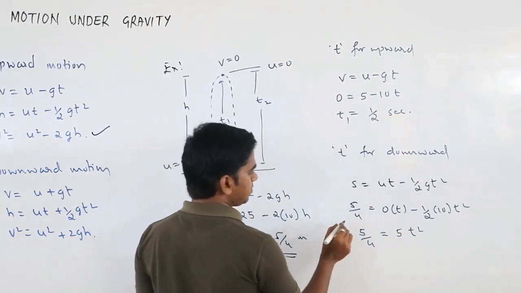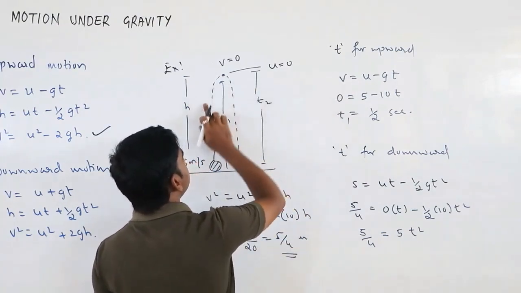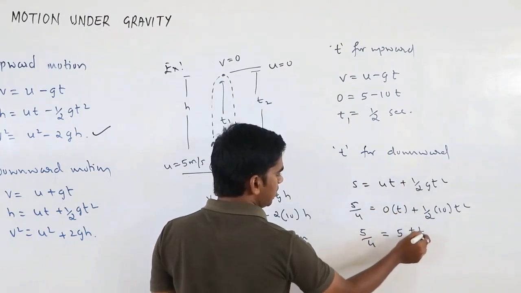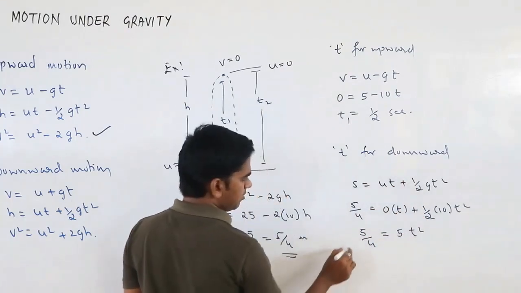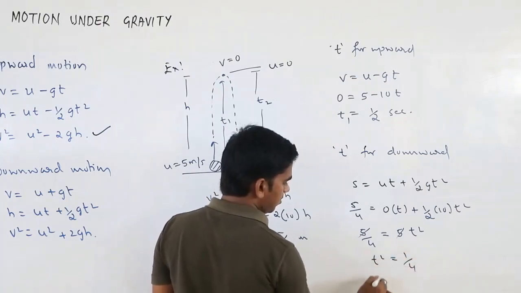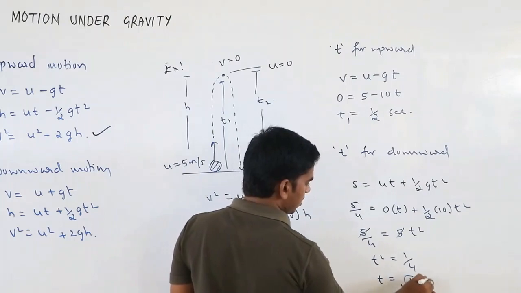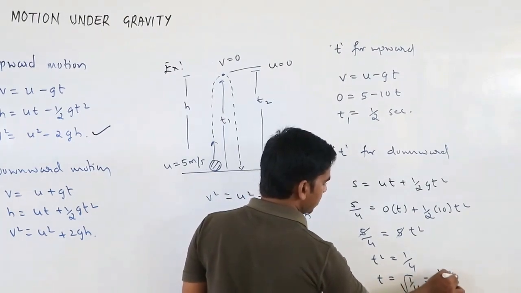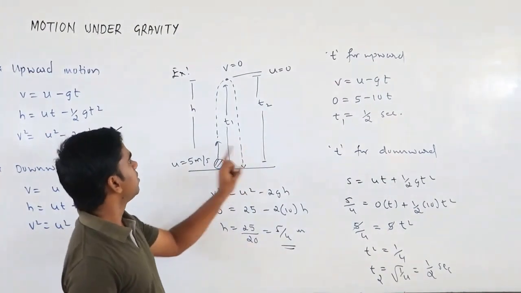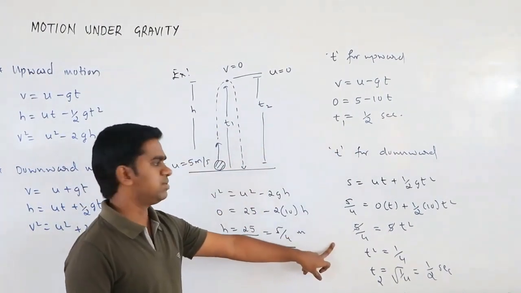Now this is for downward motion. So the equation should be positive. So what will happen? 5 will also get cancelled. t square equals 1 by 4. t equals root of 1 by 4, which will become 1 by 2 second. So your t2 is also 1 by 2 second. t1 was also 1 by 2 second. t2 is also 1 by 2 second.